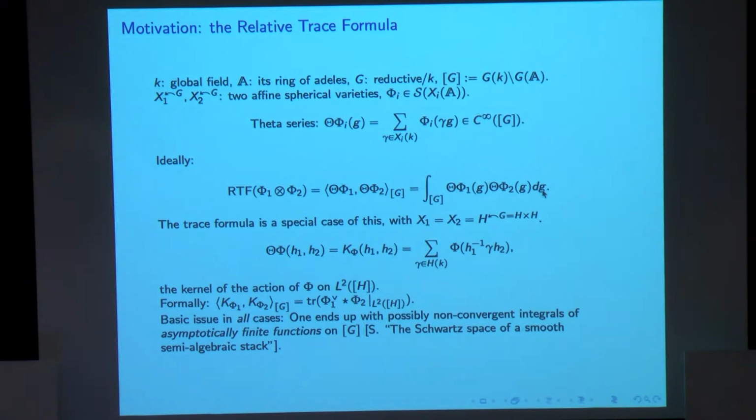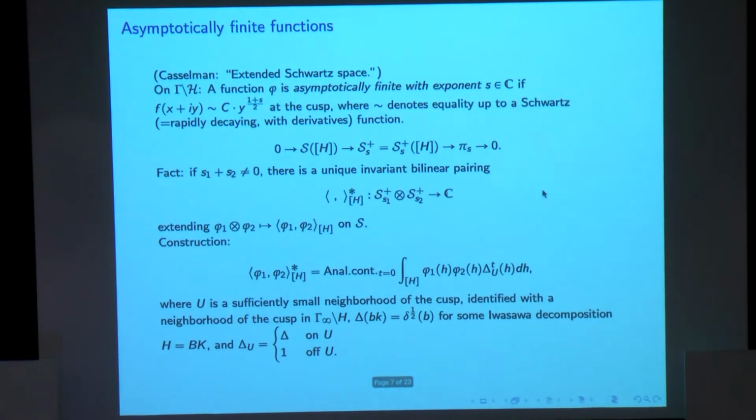And I will explain in the next slide in simple examples what this means. So what are asymptotically finite functions? Kazhdan has described them in the case of rank 1. He calls them extended Schwarz space. So let me explain on the upper half plane mod gamma.